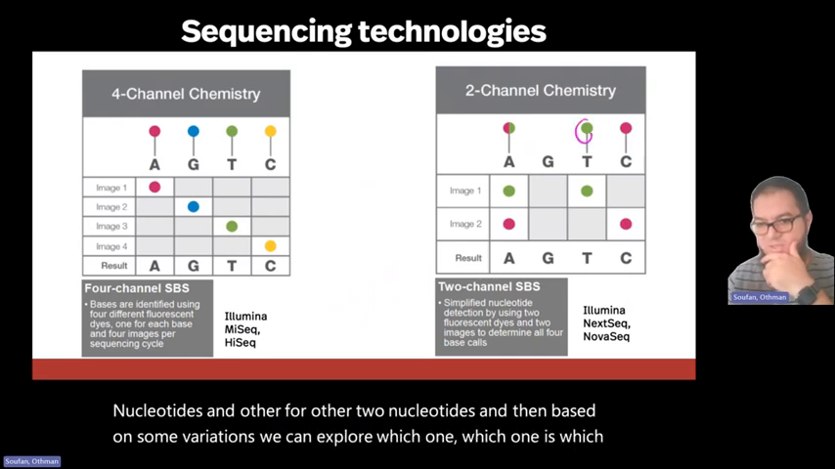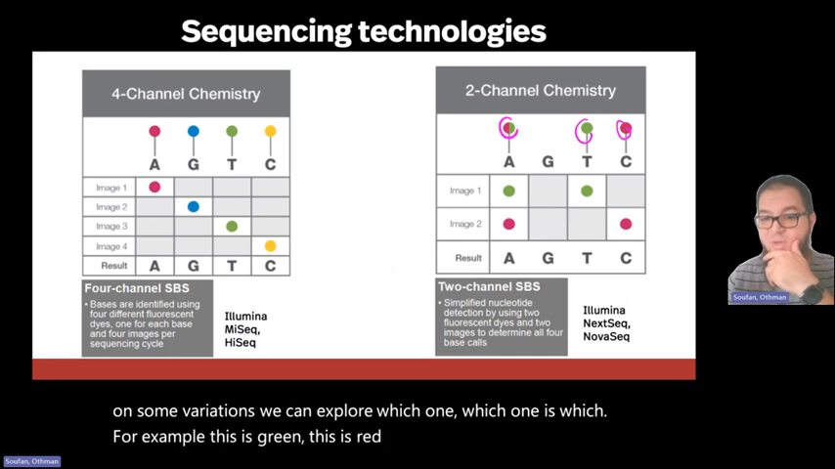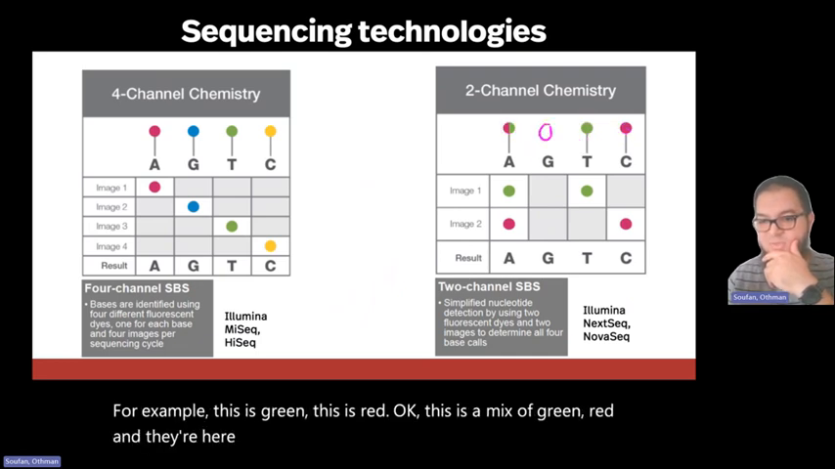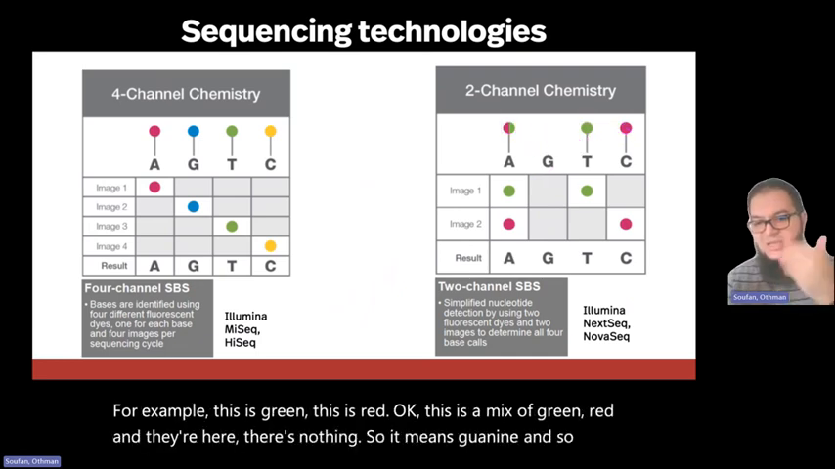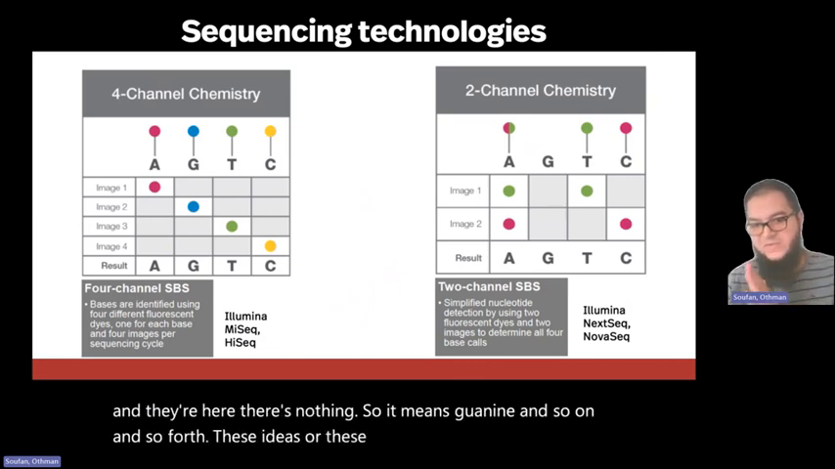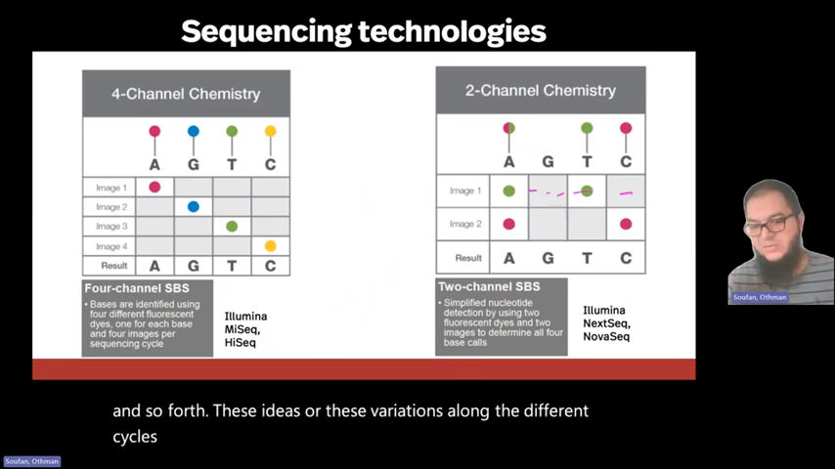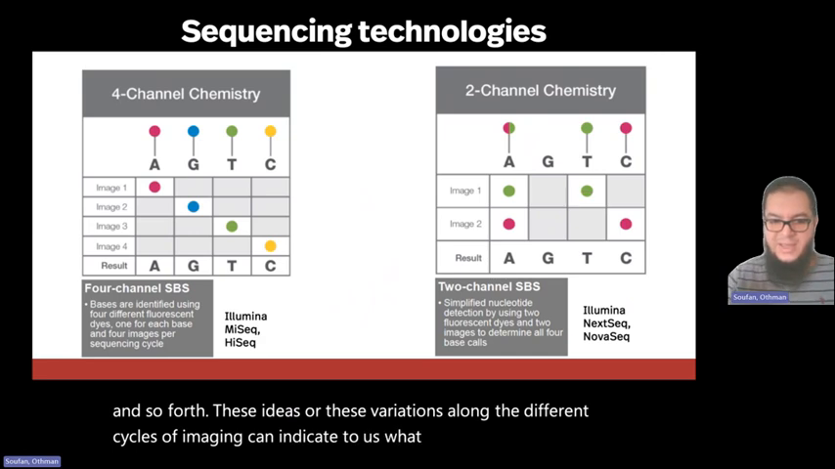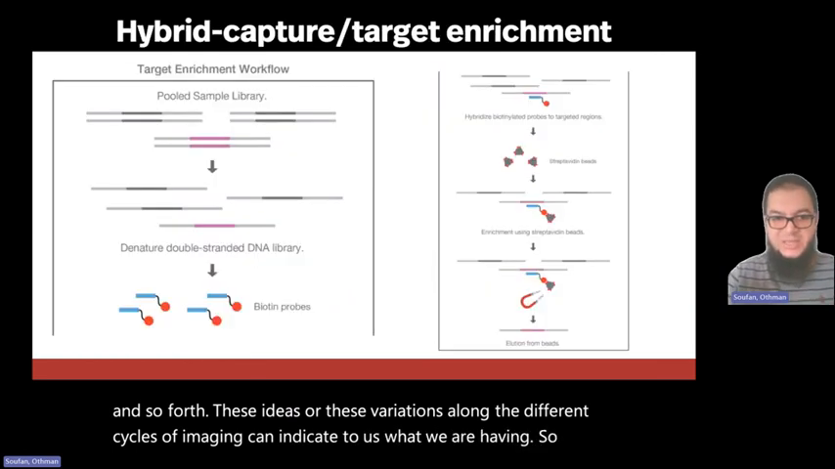For example, this is green, this is red. This is a mix of green and red, and there's nothing, so it means guanine, and so on and so forth. These variations along the different cycles of imaging can indicate to us what we are having. So it is increasing efficiency.